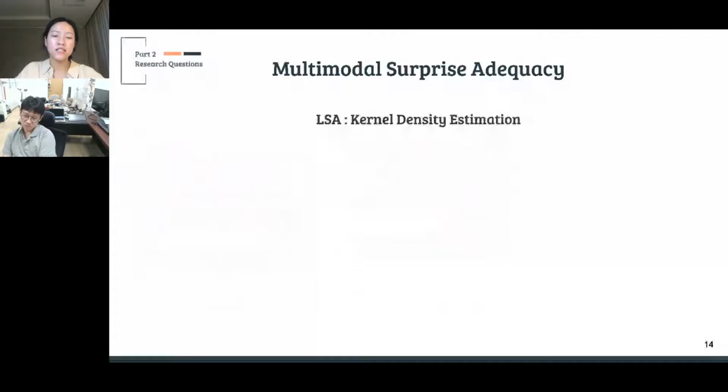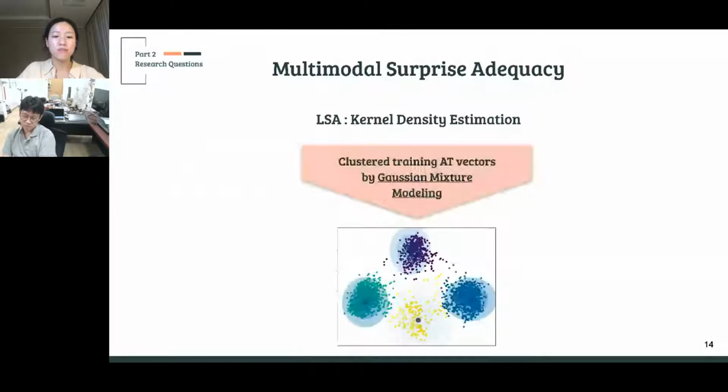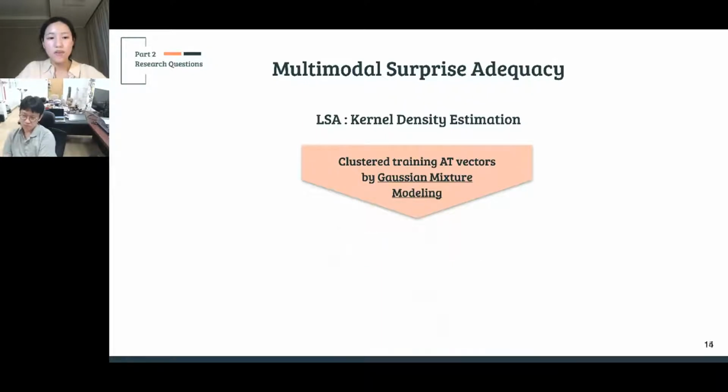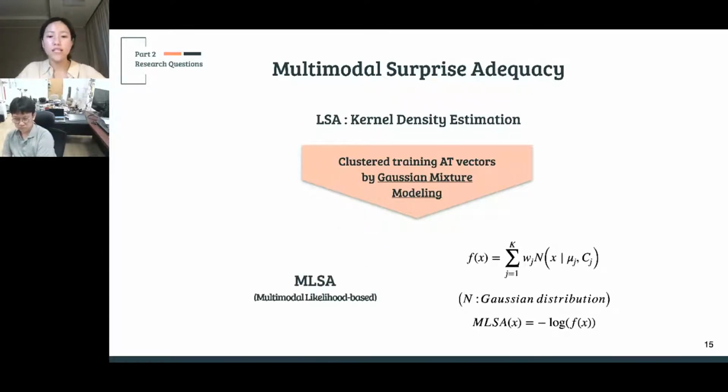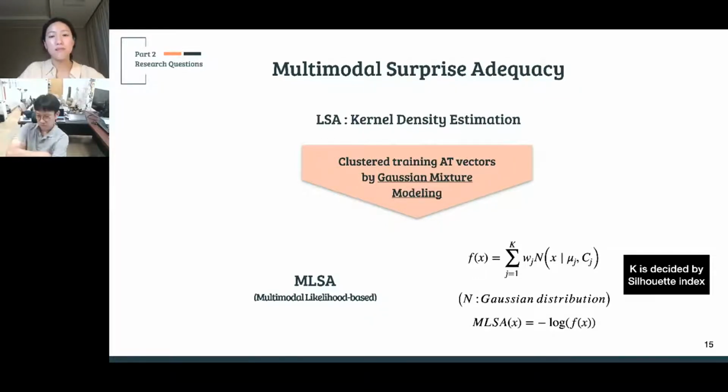Instead of using kernel density estimation of LSA, MLSA uses a Gaussian mixture model to represent the multimodal distribution of ATs from the training data. GMM is a clustering algorithm in which each cluster is modeled as a Gaussian distribution. We train on the AT vectors of the training data by GMM and represent the membership of each AT vector to the clusters using a mixture of Gaussian densities. And we should note that the K here is decided by silhouette index, which measures how similar an input is to its own cluster compared to other clusters.